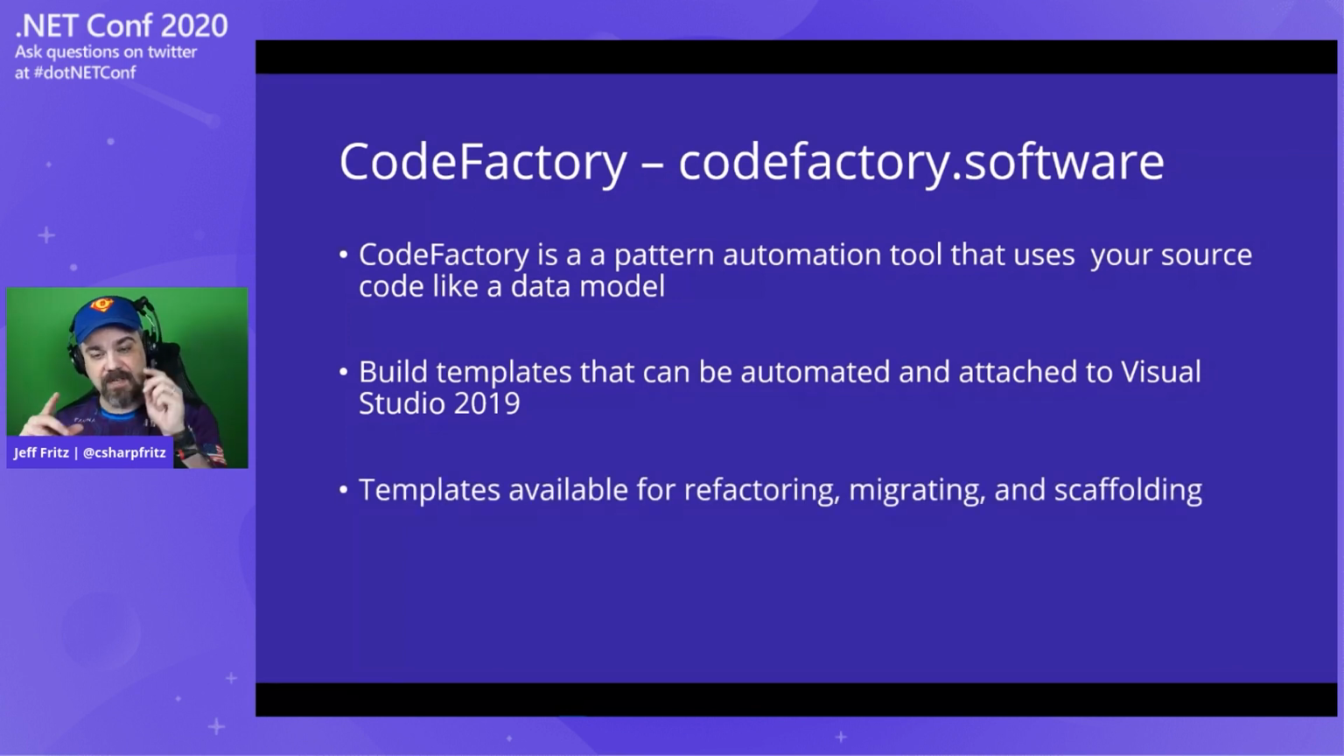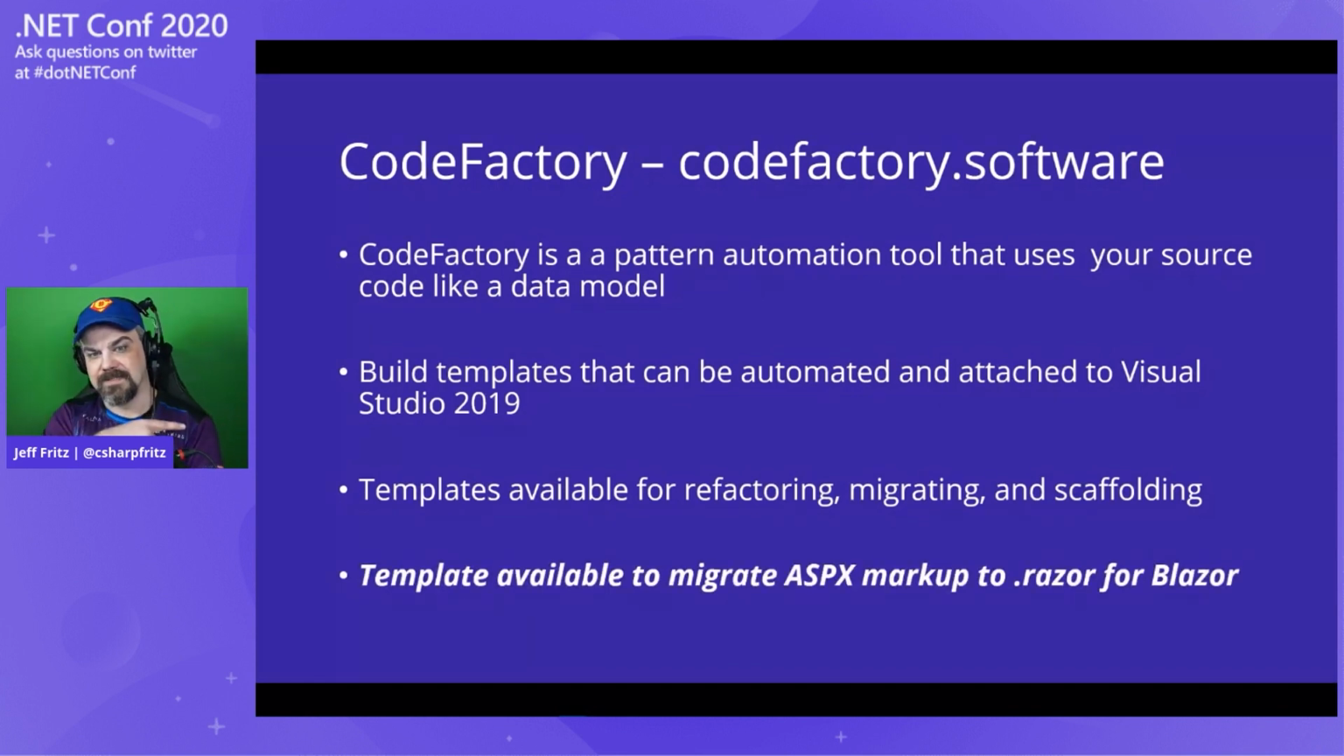There are templates available. They're making templates available for refactoring, migrating, and scaffolding. There's an open source repository out there on GitHub that you can check out that has more about all of that stuff. But even more importantly is this last one. They've built a template to help migrate ASPX markup to .razor files for Blazor. This means you can use those Blazor Web Forms components and migrate an ASPX file directly.